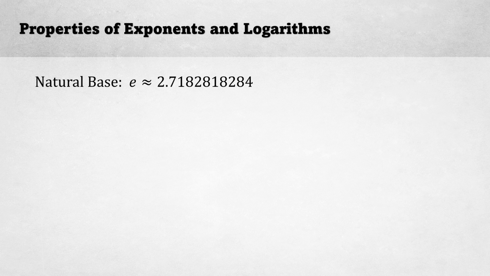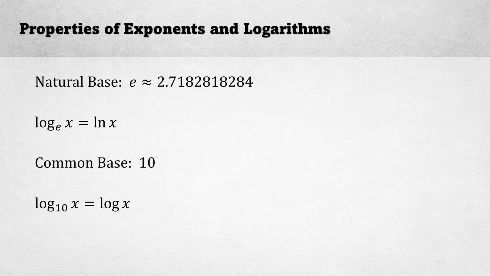There is an irrational number e, approximately 2.718, that is called the natural base. And so, if the base of a log is e, instead of saying log base e of x, we say natural log of x, and denote it by ln. There is also a common base 10. That is, instead of writing log base 10 of x, we just write log of x.